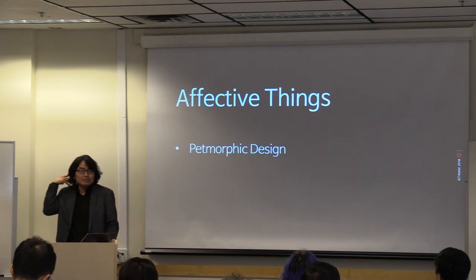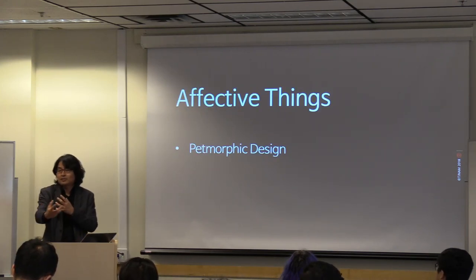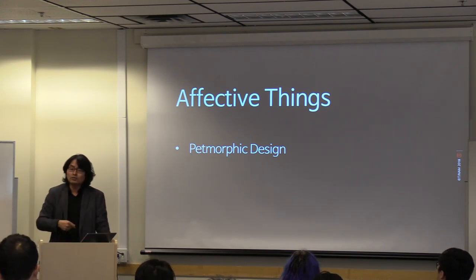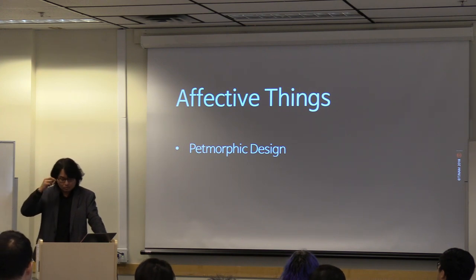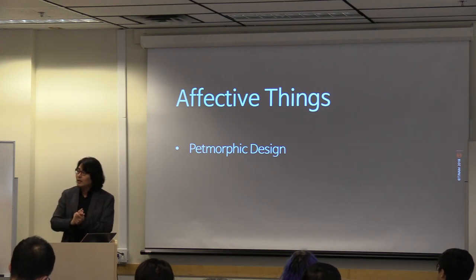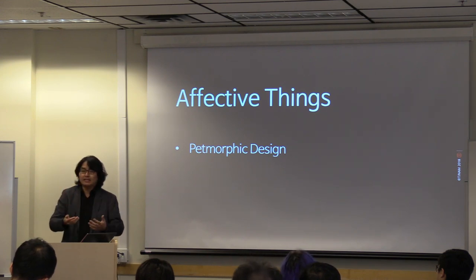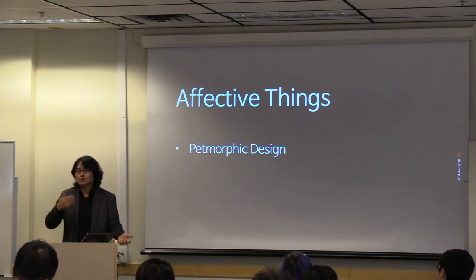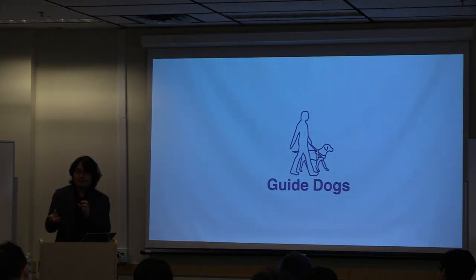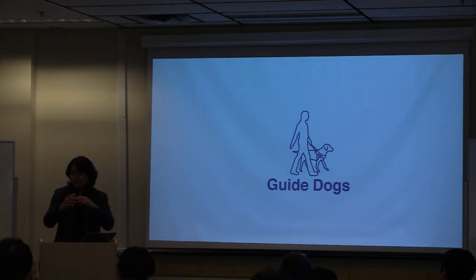The first thing is affective things. Sometimes you love an object. Sometimes you have an emotional attachment to products. One of my students is working on an idea called pan-morphic design. Future technology could behave like a pet. We always try to make smart products intelligent and smart, but maybe it is too smart. So what we are proposing is something like a relationship with your pet. The pet also sometimes does a utility job. One of the examples is guide dogs.